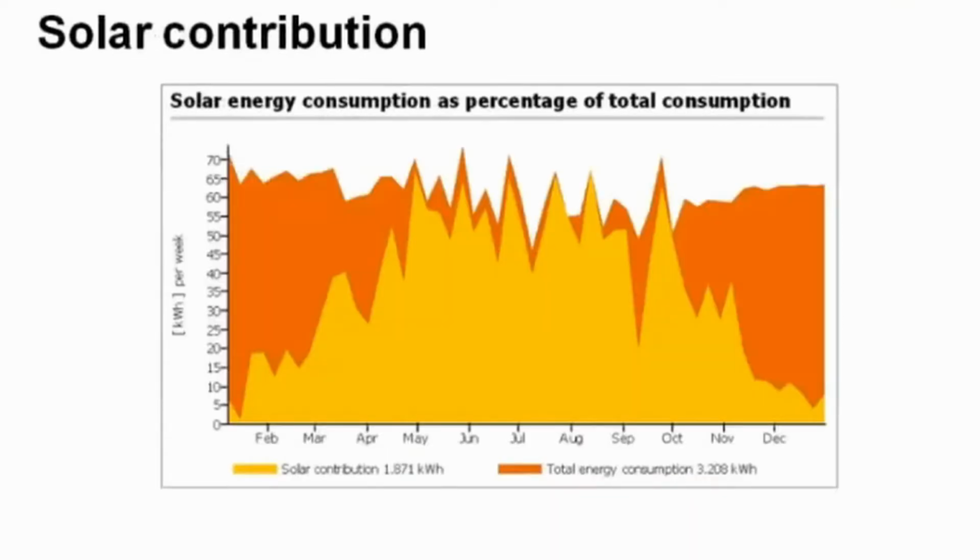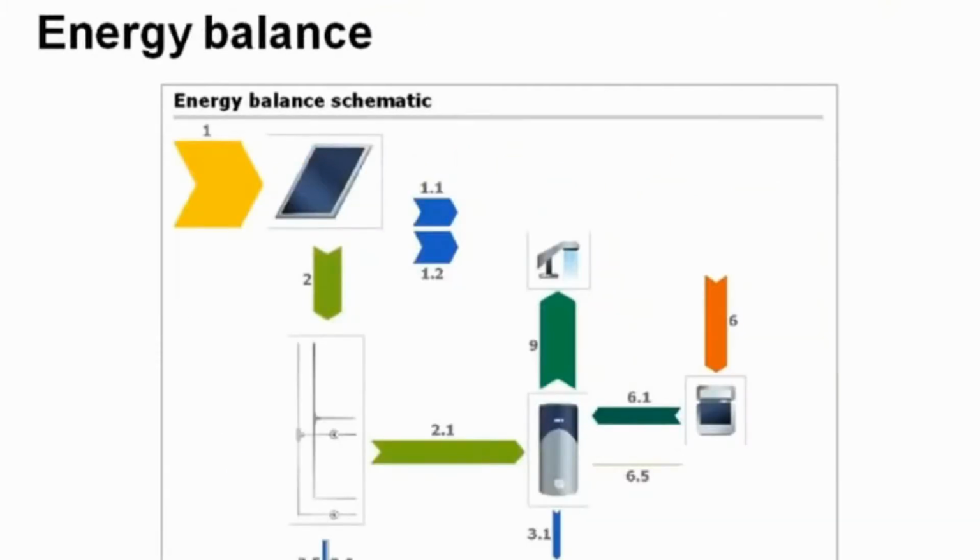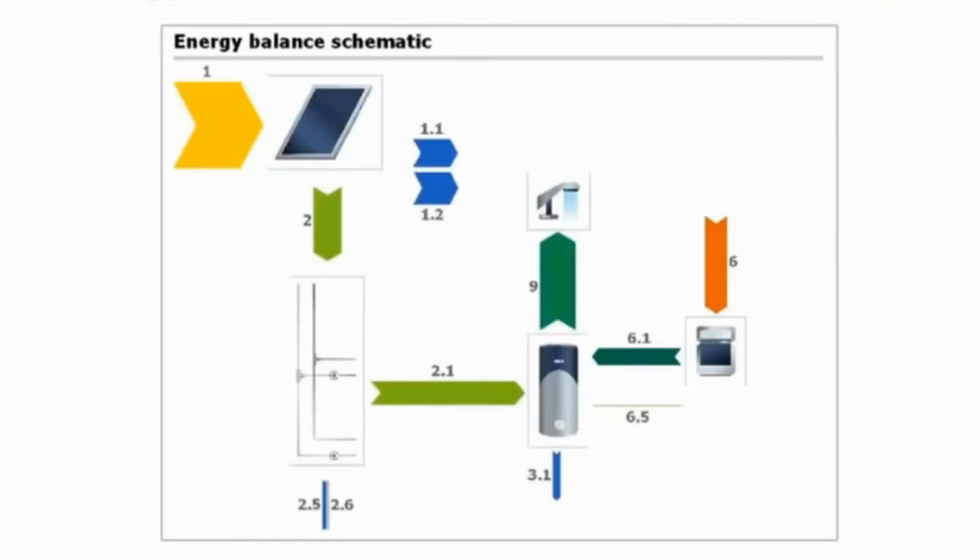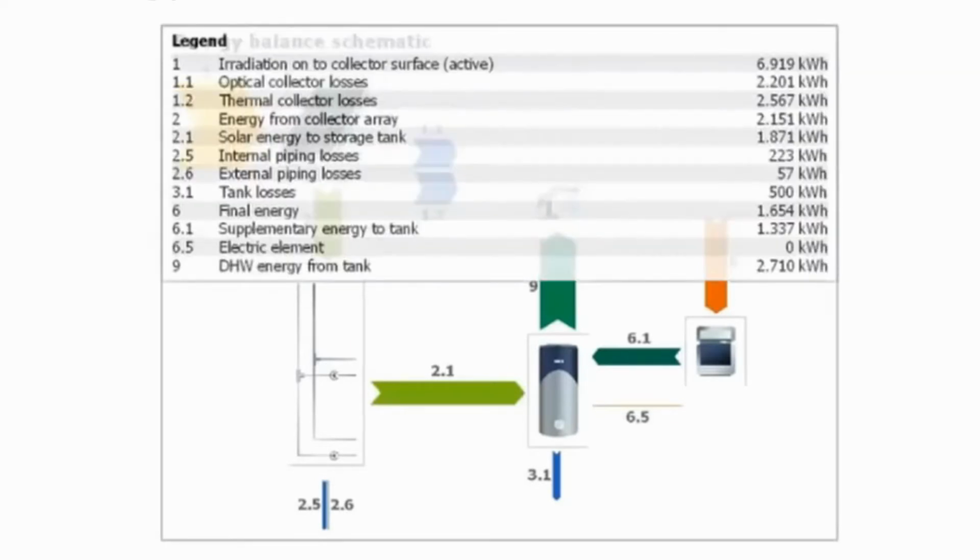Here you see the solar contribution during the year. So the yellow part is the solar contribution. So you see here in the summer months, it's almost 100% contribution by solar. In winter, it's less. Then you can also do an energy balance schematic. So you can take a look at the input and output of the different components. First starting with irradiance, how much irradiance is there. So that's 6.9 megawatt hours coming in.